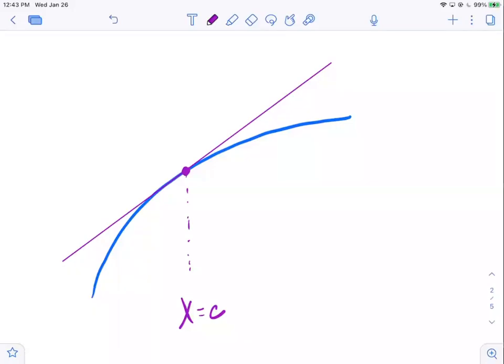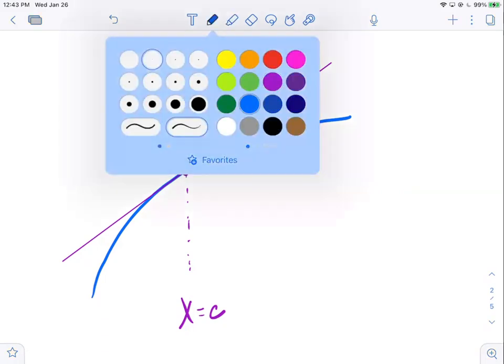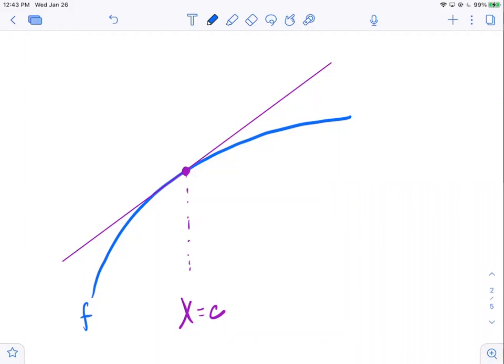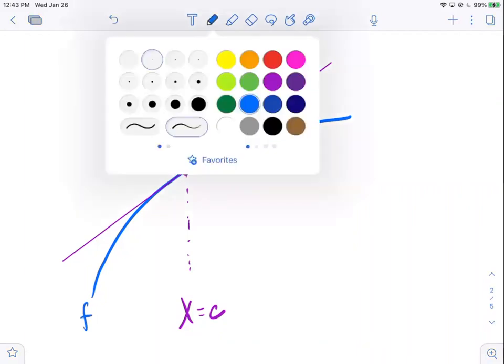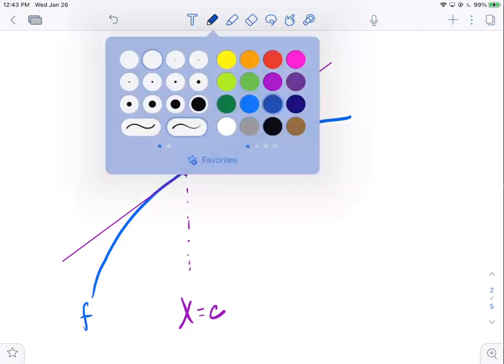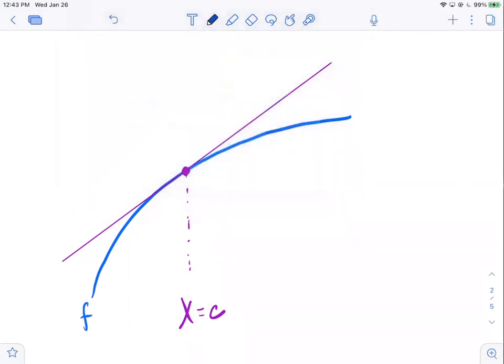So we have a curve. Let's call it f of x. And we have a point of interest, call it x or x equals c. What we're doing here is we are using the tangent line to approximate a function value to the left or to the right of c. Now, typically we draw it to the right. So let me just draw this value here. Okay, and we'll bring this down.